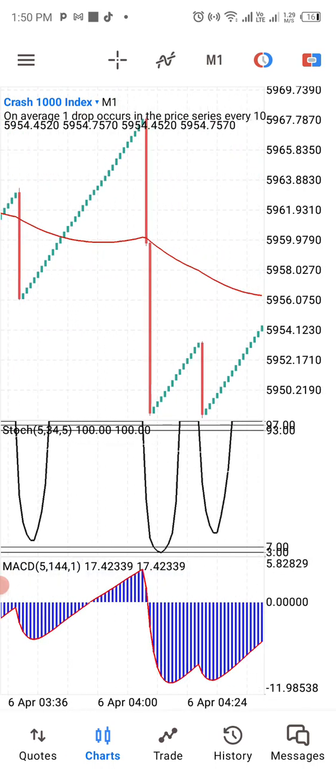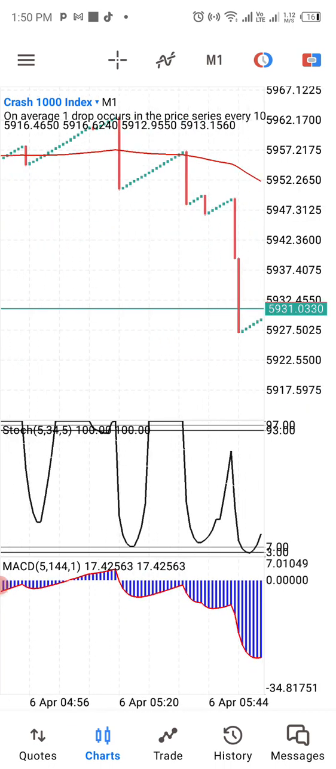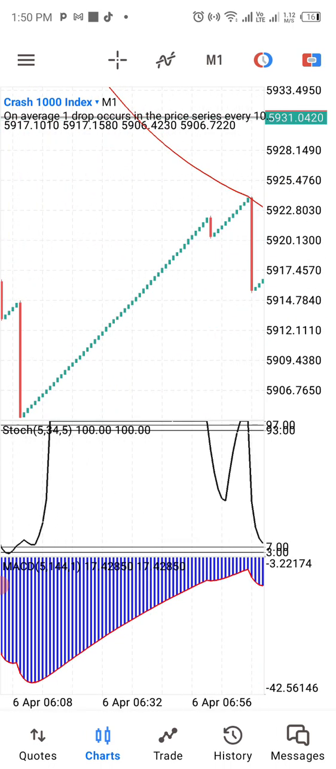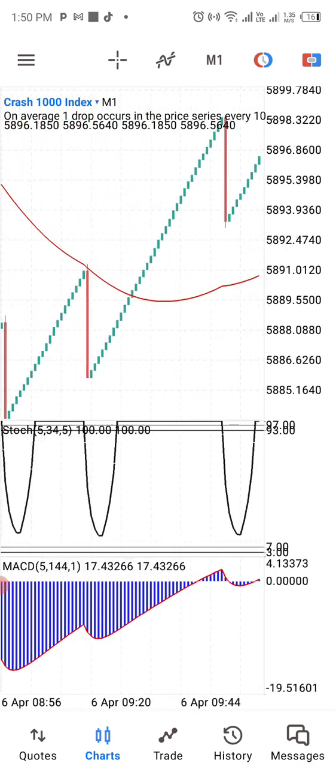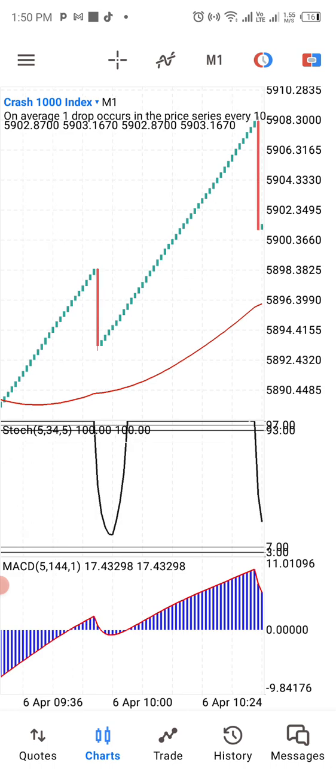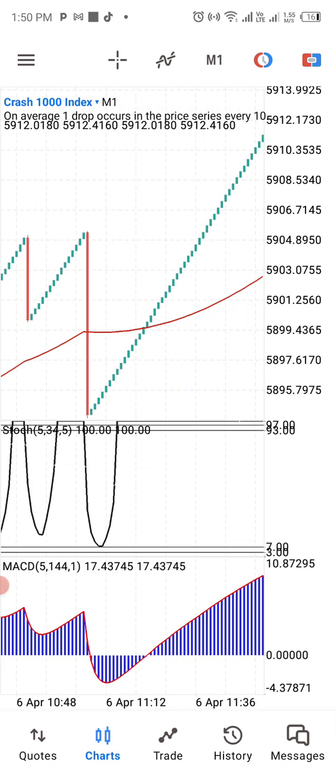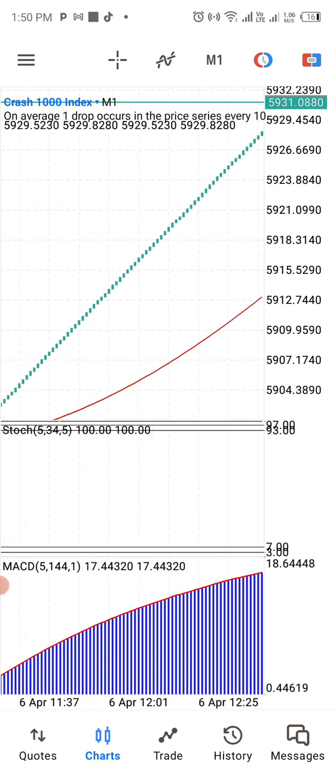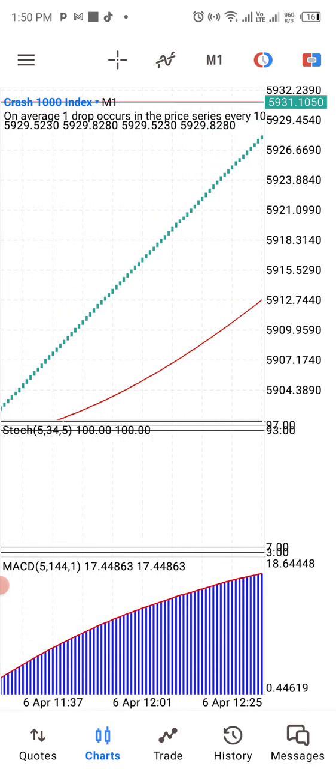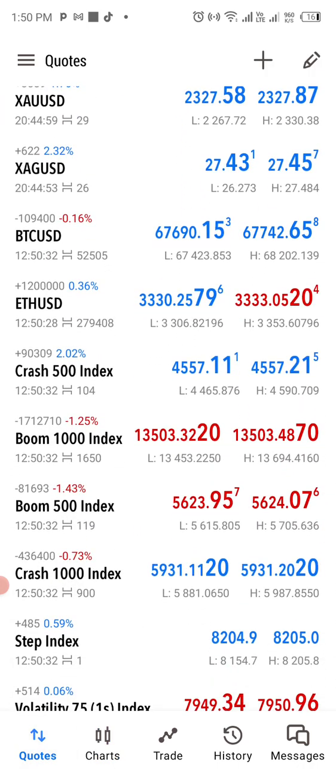As you can see, not valid signals yet. We are checking, we are checking now on crash 1000. No valid signals. Let's go to boom 1000.